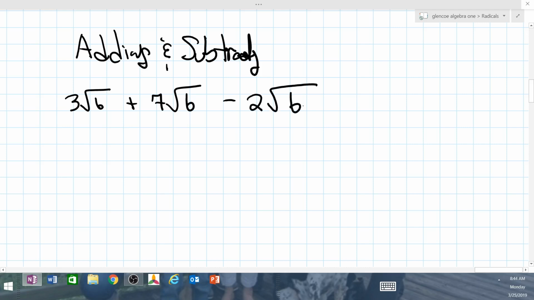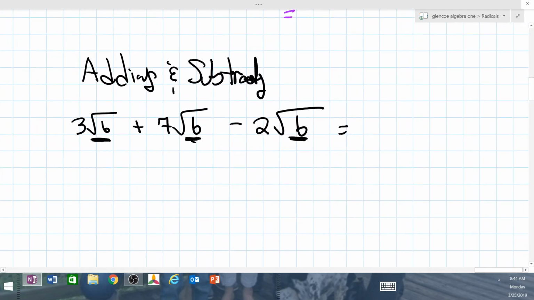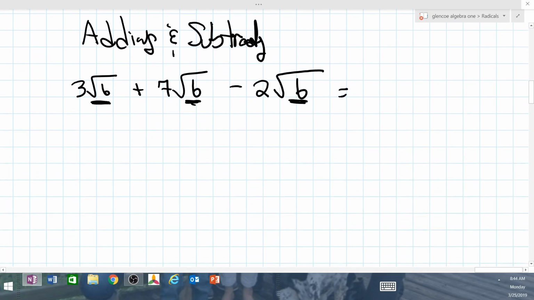So adding and subtracting radicals, guys, is just like adding and subtracting fractions. They have to have the same part, or adding and subtracting like terms. So they have to have the same last name. Do you all agree that they all have the same last name? Yes. Okay, so this is like going to the store. You have 3 apples at home, you buy 7 more apples, you come home, your kids eat 2. How many apples do you have left? 3 radical 6 plus 7 radical 6 is 10 radical 6 minus 2 radical 6 gives you what, guys?